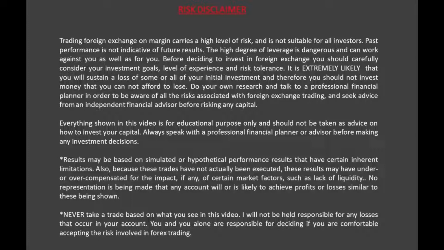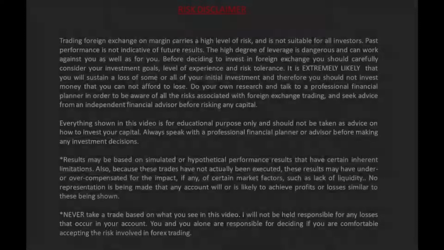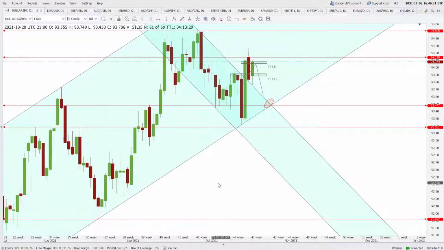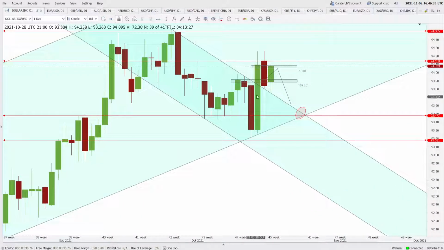So in today's session, I want you to go through the dollar index first. You remember that yesterday we talked about 94.13 that can act as a resistance, and it acted as a resistance and pushed the price back to this falling channel which has been broken. Its resistance line is now acting as a support and is trying to push the price again back to 94.13.